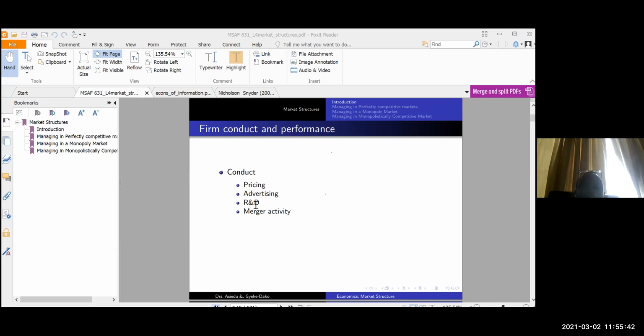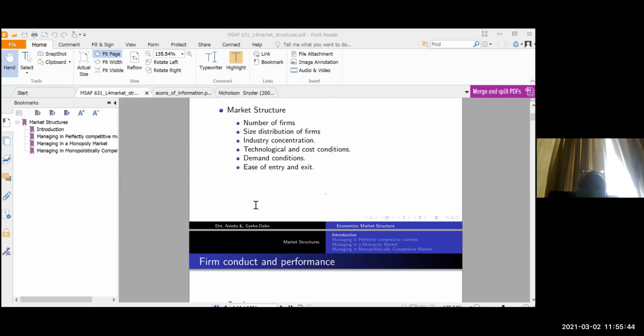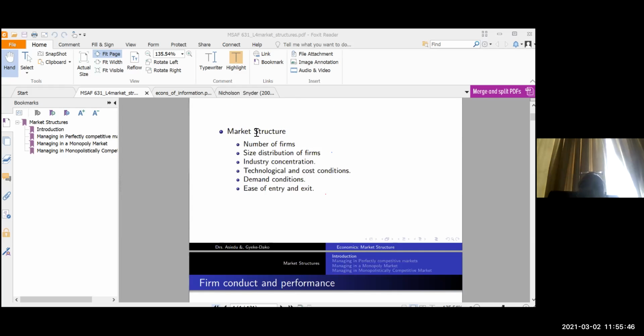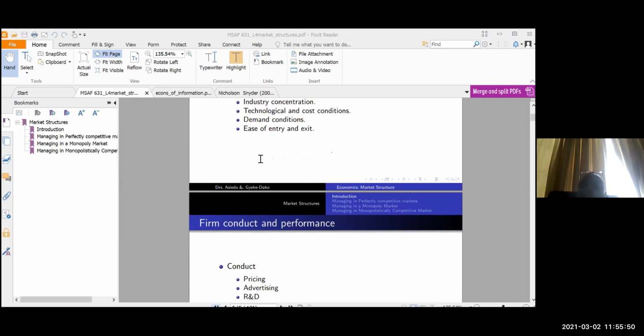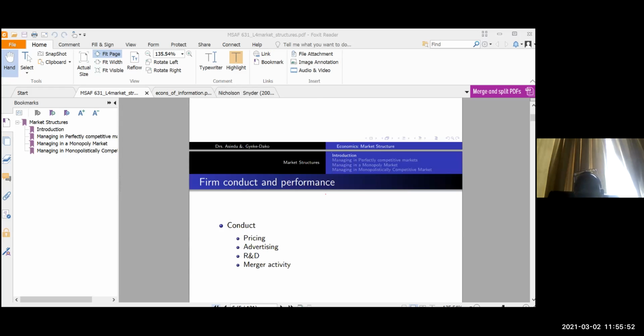Okay, so the structure of the market, the number of firms, the size distribution, they impact advertising decisions. Okay. Let me see, there are a few comments, if I can address some of them.